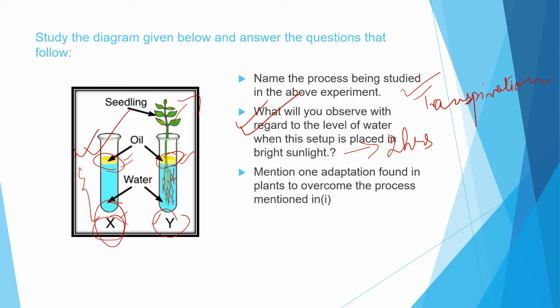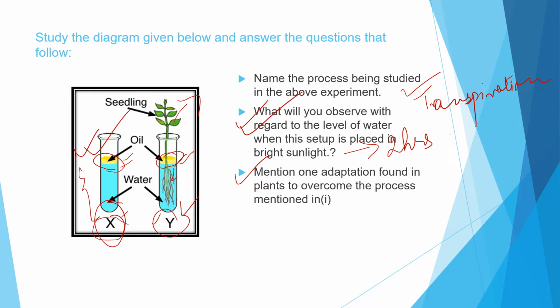So mention one adaptation found in plants to overcome the process mentioned in 1. What is the meaning of this question? They are telling us to mention one adaptation found in plants to overcome transpiration. So to overcome this excessive transpiration, like if this plant is placed in sunlight for 2 hours, how will it modify or adapt itself to that environment to reduce water loss? We have studied that plants adapt themselves to reduce excessive transpiration.